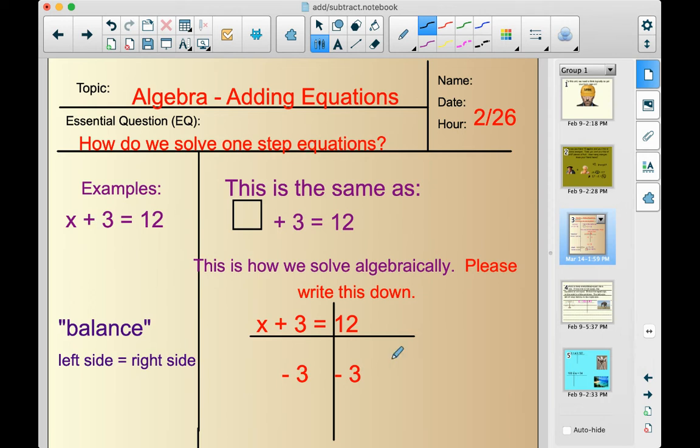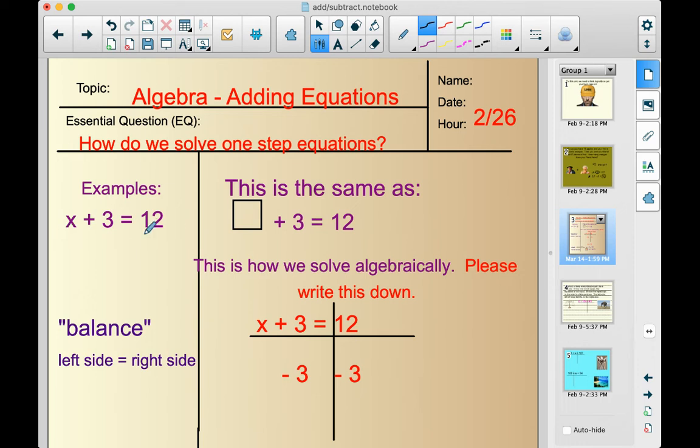So the question we're trying to answer is how do we solve one-step equations? Specifically, we're going to look at addition and subtraction equations today. We're going to look at multiplication and division tomorrow, but we're going to start just with addition and subtraction today. So, for this first example, here's how you would see something written down.